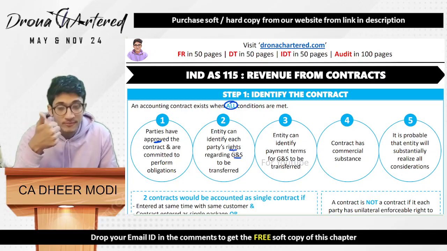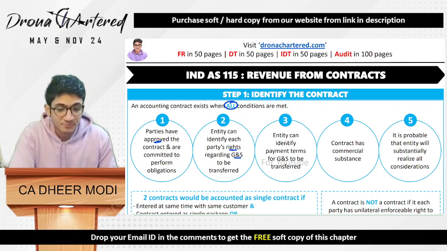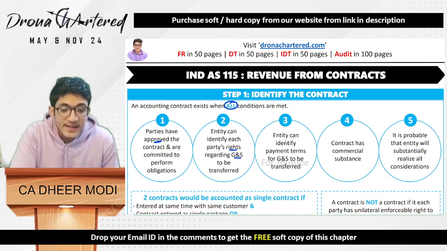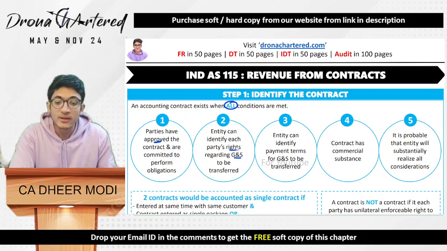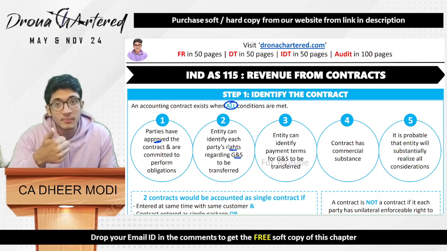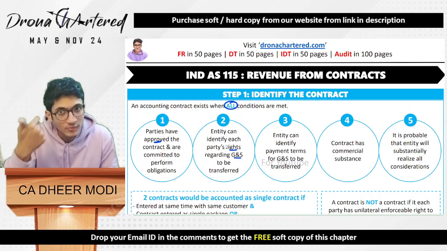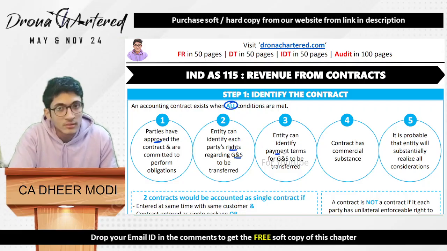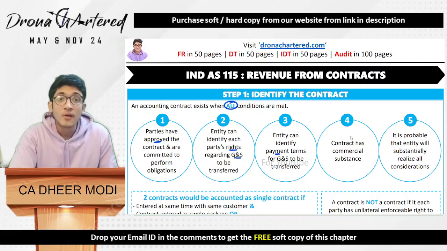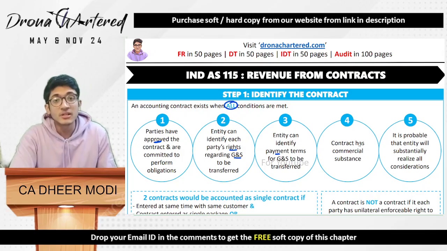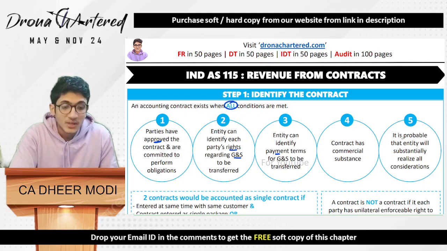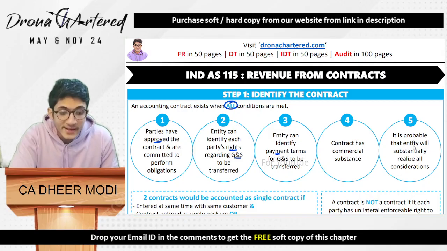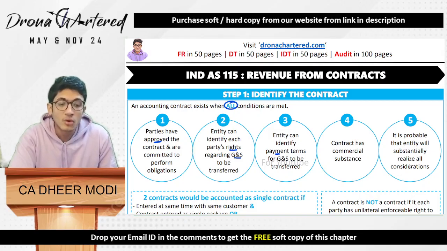So first it should be approved. Second, the rights should be easily identifiable. Third, entity can identify payment terms for goods and services to be transferred. So we understood the rights for the goods and services, and of course you will also have to know the payment terms for them. Fourth is your contract must have commercial substance. Fifth, it is probable that the entity will substantially realize all consideration.